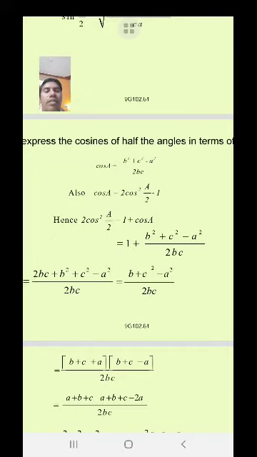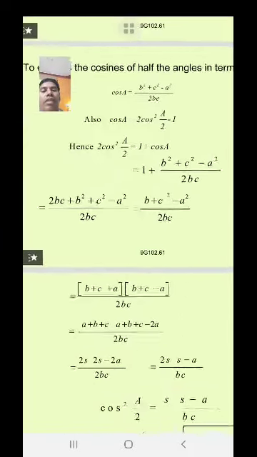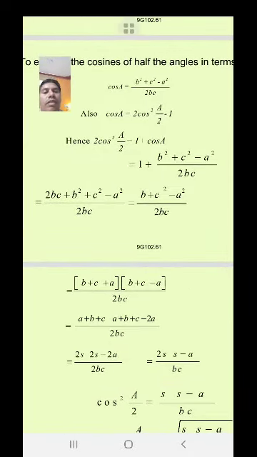Next, that equals 1 plus cos A, and here we apply the cosine rule. That means we write (b square plus c square minus a square) by 2bc. And if we take the LCM of the two terms, 2bc is the LCM and 2bc is multiplied with 1. So 2bc into 1 gives 2bc plus b square plus c square minus a square.